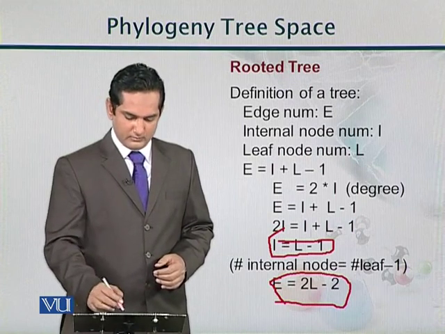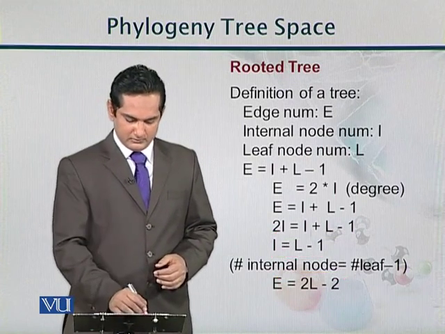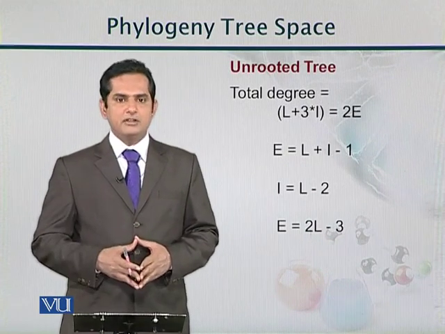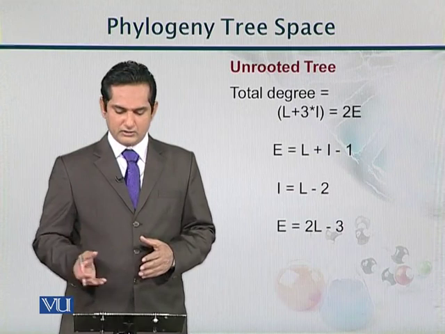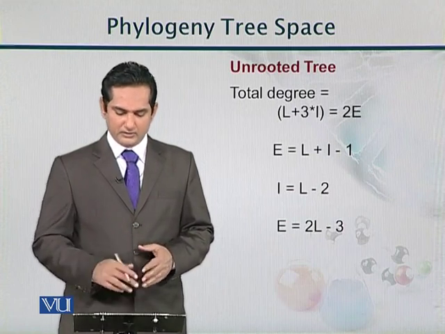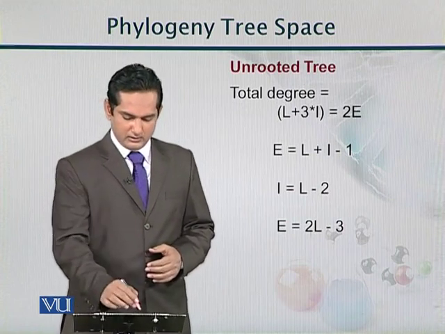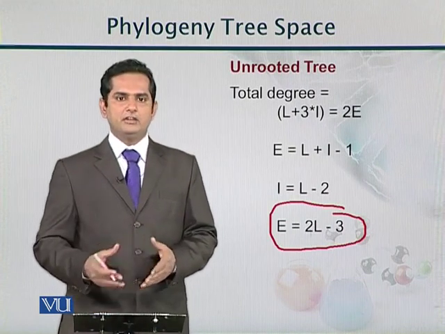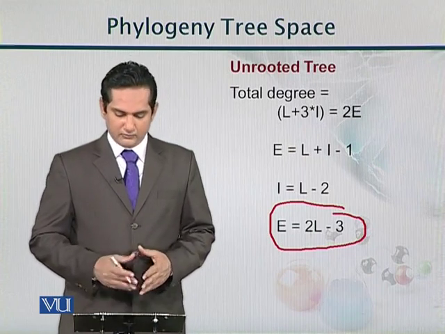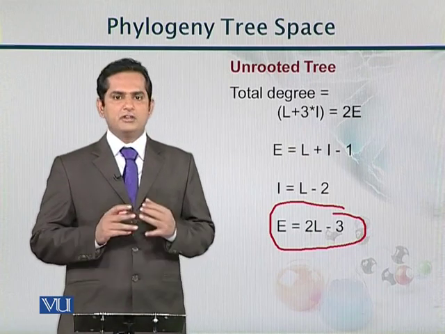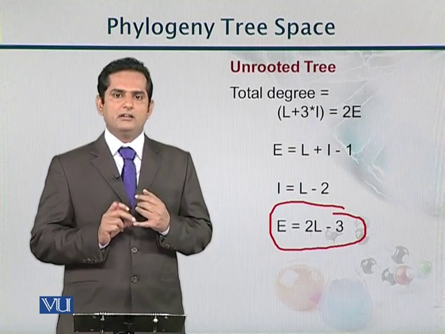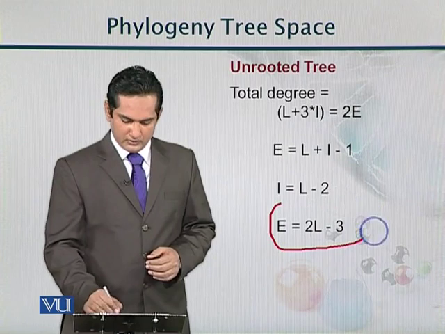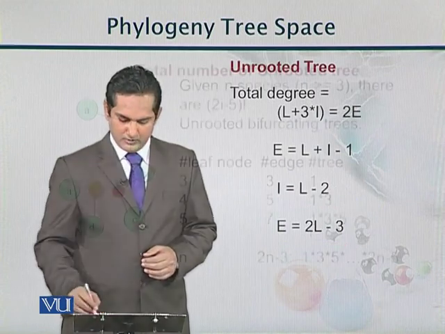If I move on from this place, for an unrooted tree we have the total degree, which is L plus 3 into I, which is equivalent to 2E. And if I open this equation, it gives us E is equal to 2L minus 3 after some steps which are shown between these two equations. So from here, what we get is that the edge number is double the number of leaf nodes minus 3. So if I use this information in the remaining part, what happens?